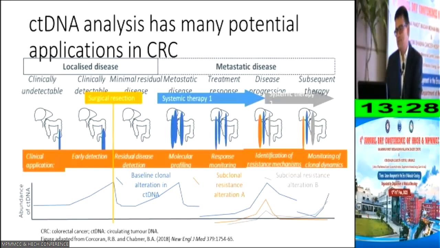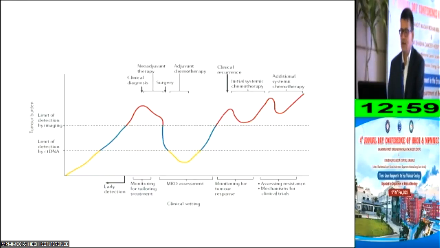And in metastatic disease, there is the option of getting molecular profiling. We just heard about molecular profiling, sidedness. Can we actually do this through liquid biopsy? Can we do response monitoring when you give treatment, and also look at resistance mechanisms? We are talking about EGFR rechallenge. There is one good paper which has looked at ctDNA-based EGFR rechallenge. So with this, there can be a role in early detection, tailoring of treatment, MRD assessment, monitoring tumor response, and assessing resistance mechanism for clinical trials.